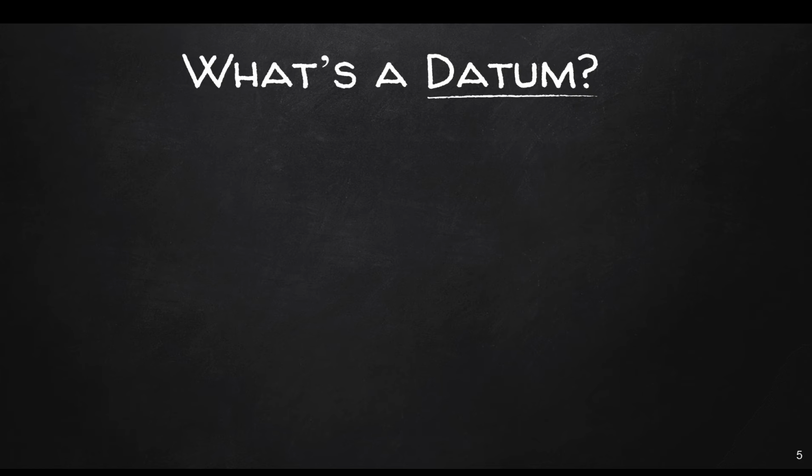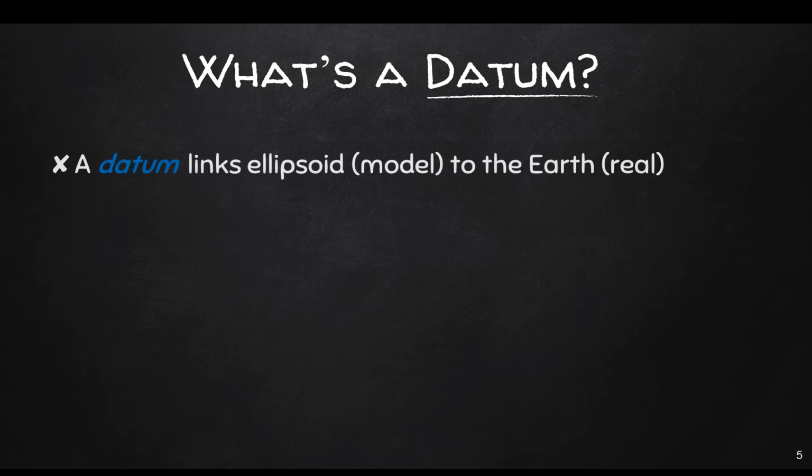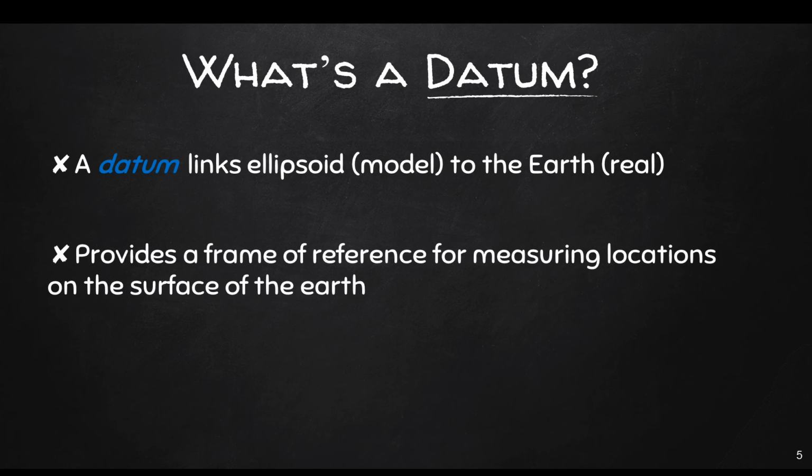Now that we've defined that the shape of the Earth is actually an ellipsoid, the next question is, what is a datum? The datum fixes or positions that ellipsoid to the Earth's surface. A datum provides a frame of reference for measuring locations on the surface of the Earth. It defines the origin and orientation of latitude and longitude lines. Therefore, a datum is chosen to give the best possible fit to the true shape of the Earth.